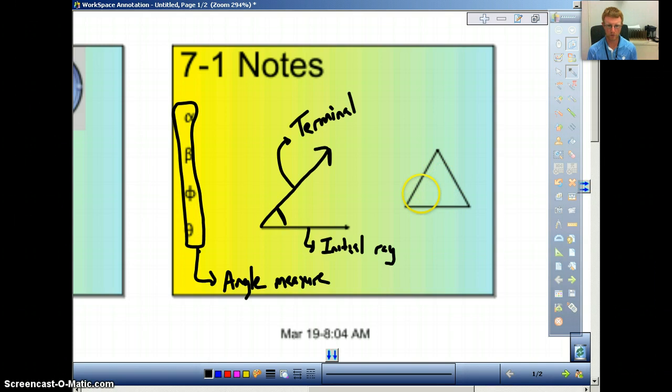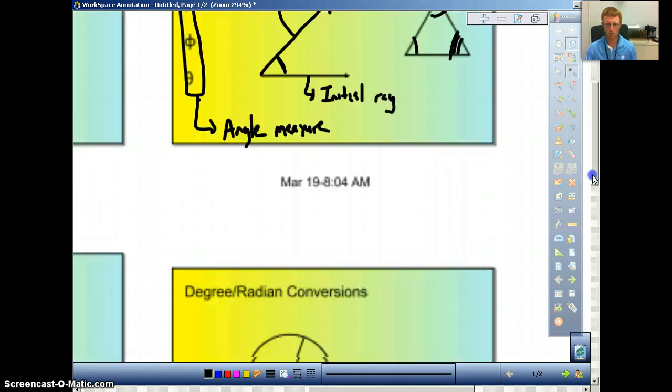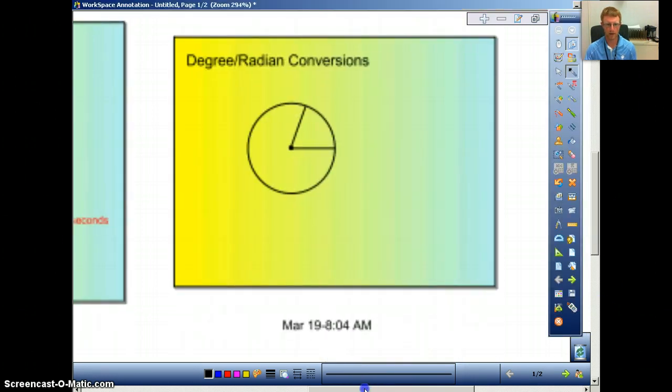Triangles work the same way. We have angle measures, just like we did in geometry. So those are all angles, and those can be measured most of the time in degrees. But when we're dealing with trig, they can be in radians as well. So initial ray, terminal ray. That's important. Wherever we start is our initial ray, and where the angle is created is going to be our terminal ray. Okay. So let's go down to the next slide.